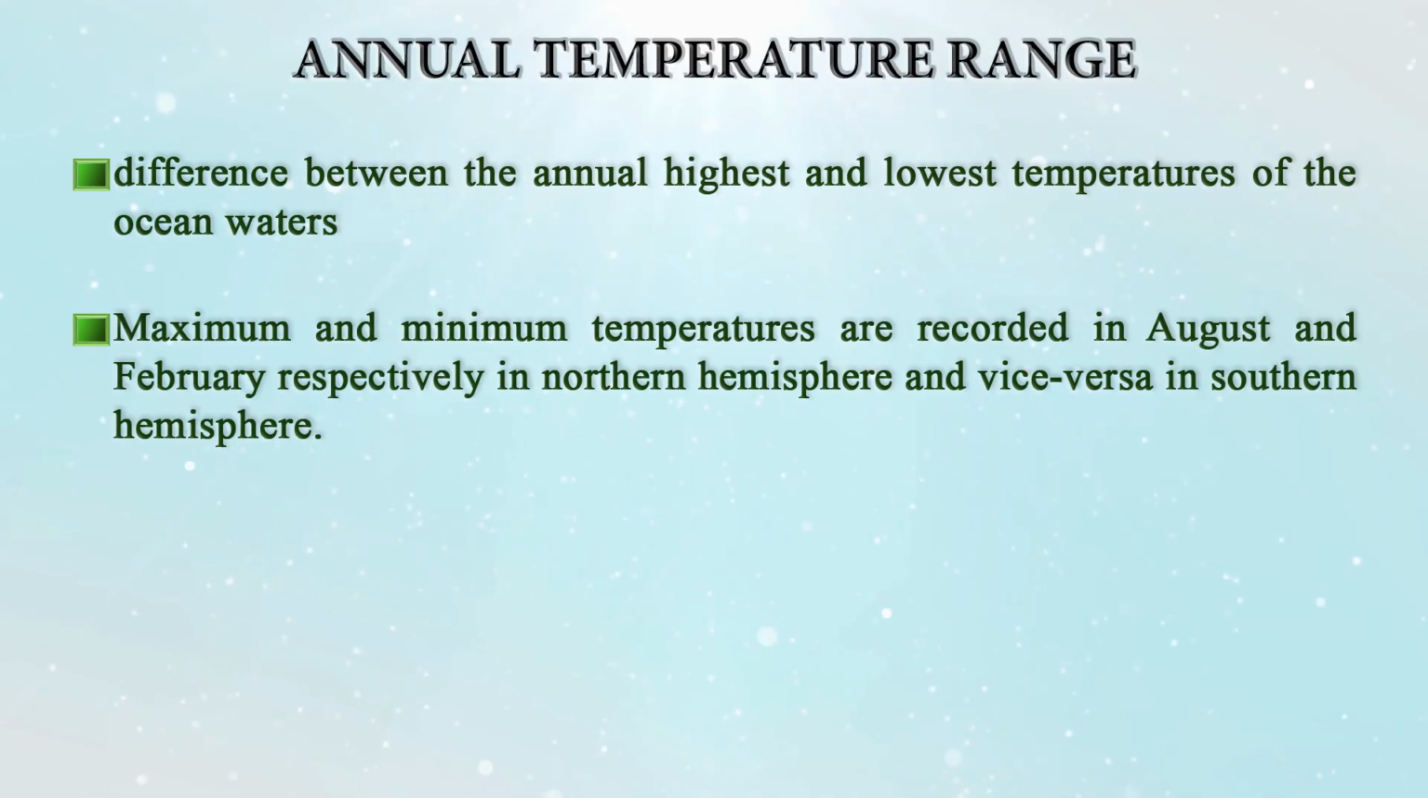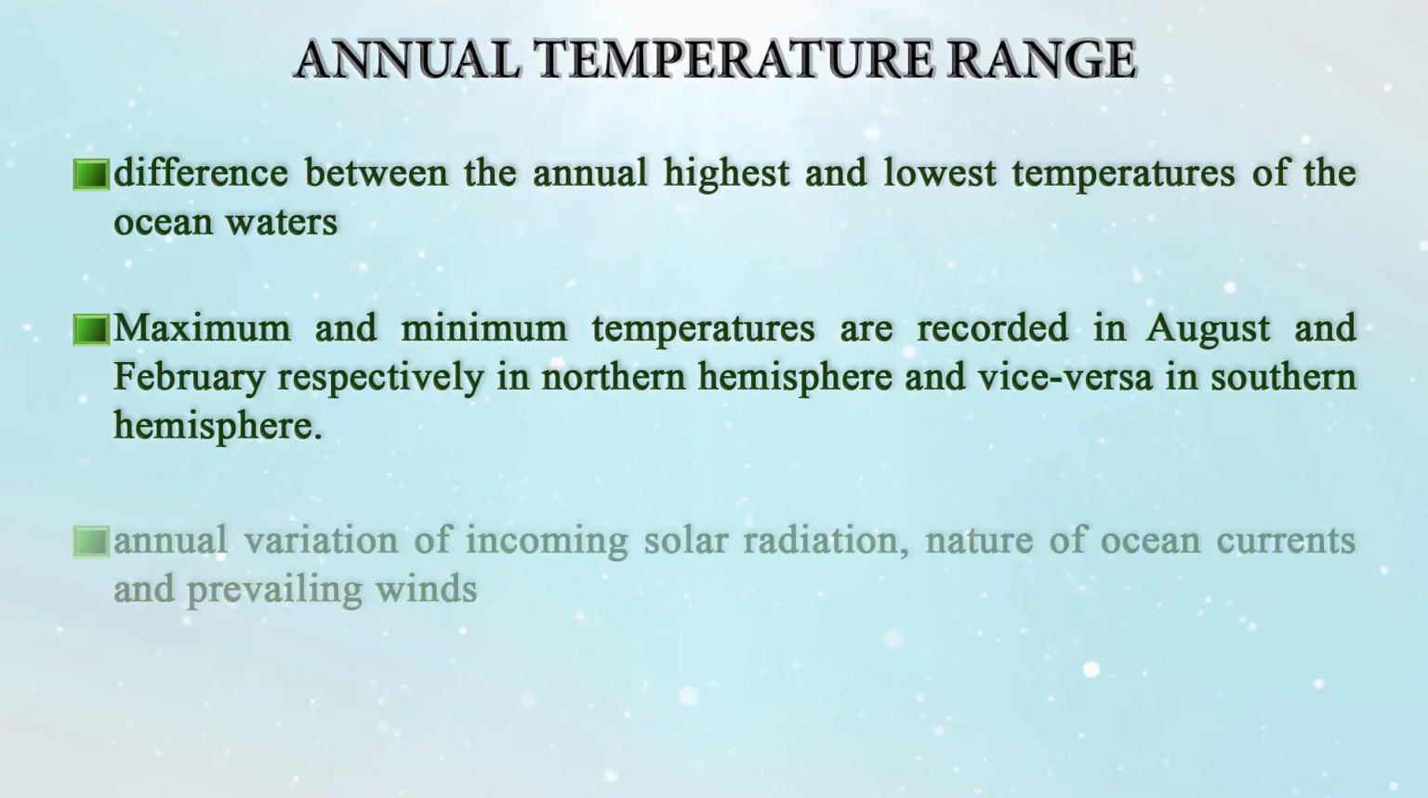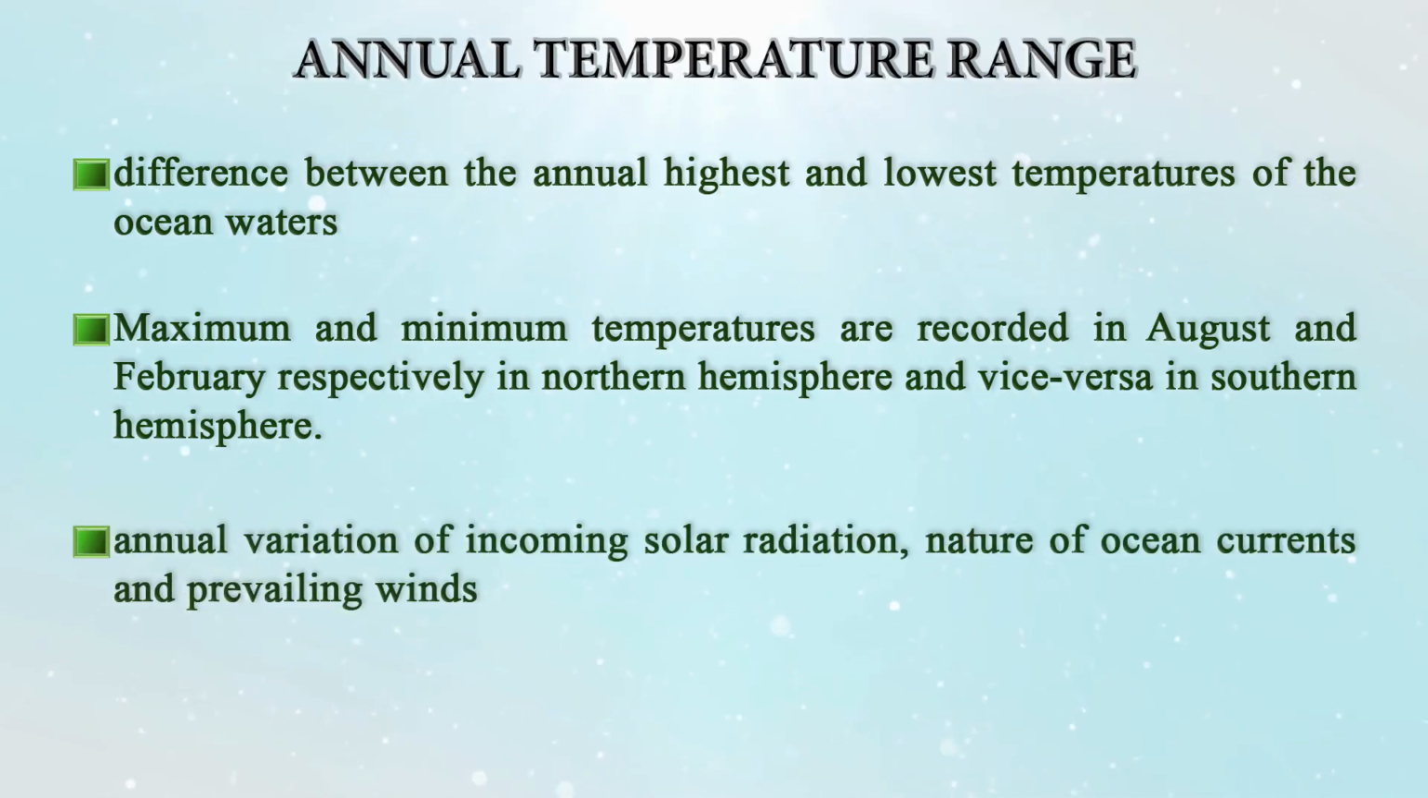So instead of July, we study the summer isotherms in August, and instead of January, we study the winter isotherms in the month of February for the northern hemisphere, and the condition gets reversed for the southern hemisphere. When the northern hemisphere is having summer, the southern hemisphere is having winter. Annual variation of incoming solar radiation also affects the annual temperature range of the oceans. The annual temperature range also gets affected due to ocean currents and prevailing winds.